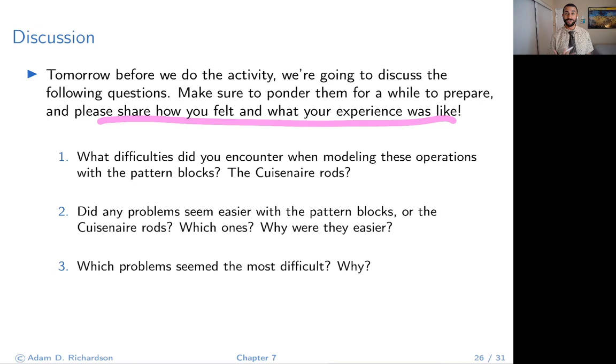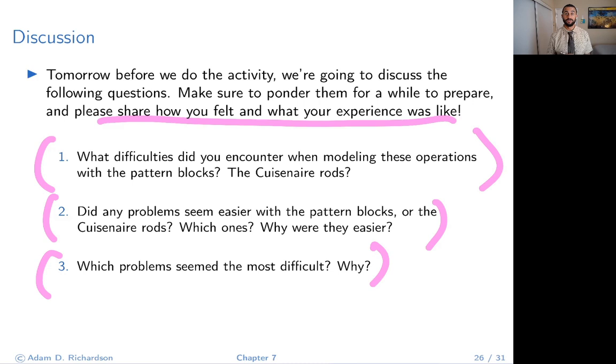And then think about these questions in particular. What difficulties did you encounter when you were using the pattern blocks or the Cuisenaire rods? Were there any problems that seemed easier with the pattern blocks or easier with the Cuisenaire rods? And which one seemed the most difficult? And why do you think they were the most difficult? Think about it, all right?